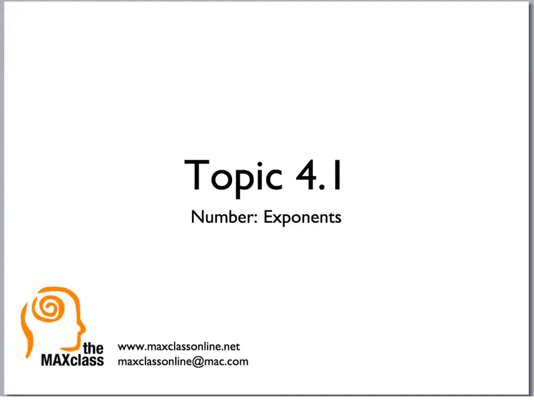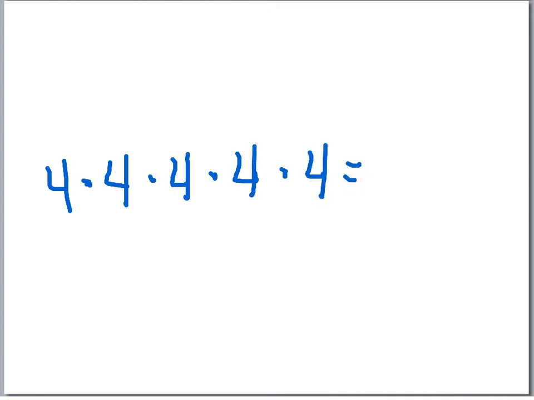Topic 4.1, Exponents. You've already learned how to multiply whole numbers. Today what we're going to do is learn how to record repeated multiplication of the same number, over and over again by itself. Let's say you wanted to multiply 4 by itself 5 times. So you'd have 4 times 4 times 4 times 4 times 4 equals.